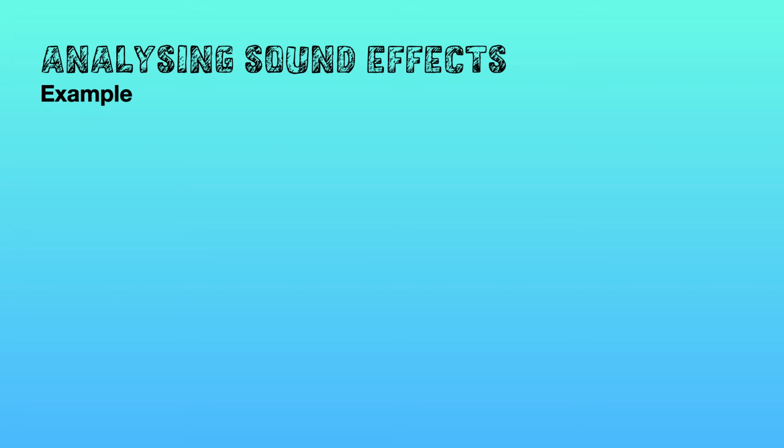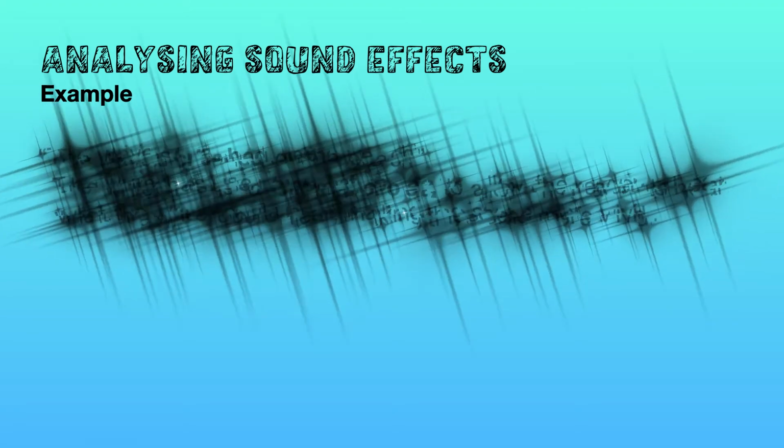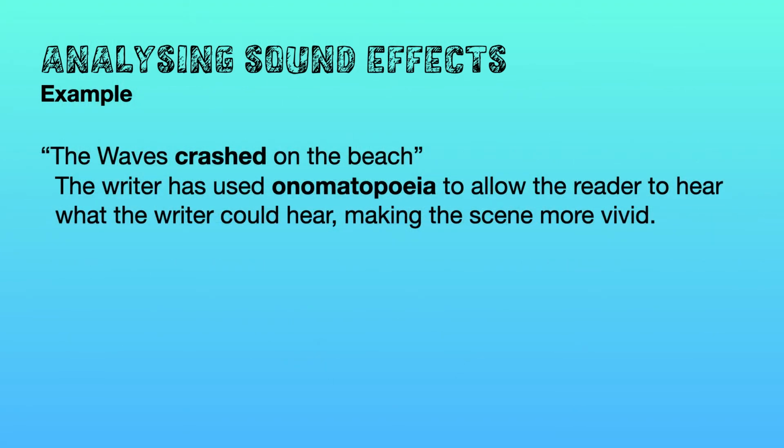Let's look at analysing sound effects then. So an example here would be the waves crashed on the beach. The writer has used onomatopoeia to allow the reader to hear what the writer could hear, making the scene more vivid.